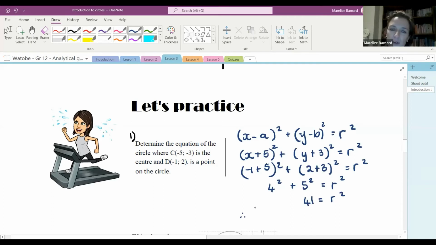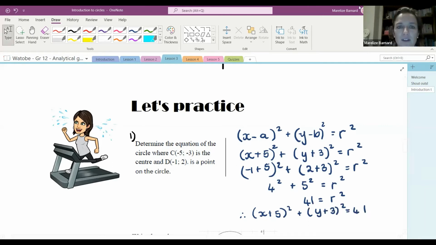Therefore, and remember, put it all together. Round off your answer nicely by writing down the full equation. So (x + 5)² + (y + 3)² is equal to 41. Well done. Quite a few of you got that.